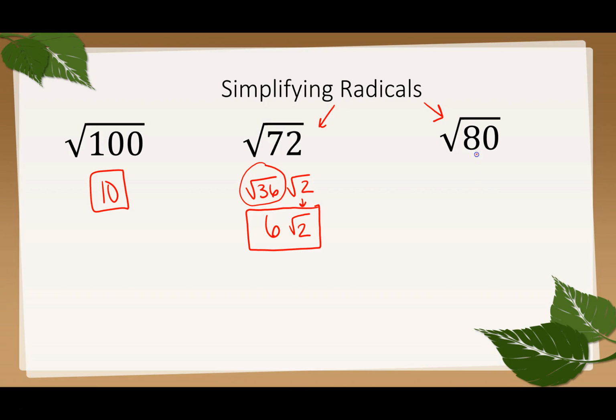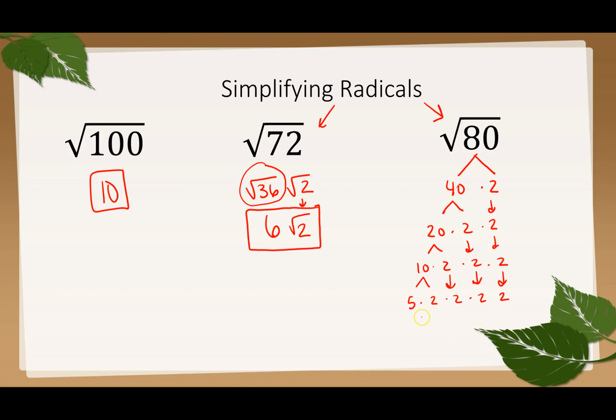All right, let's break down 80. This is the Miss Johnson method. So this is going to be a 40 times 2. That 40 becomes a 20 times 2. Drop down my 2. This becomes a 10 times 2. And then that 10 becomes a 5 times 2. And then drop down my 2, drop down my 2, drop down my 2.